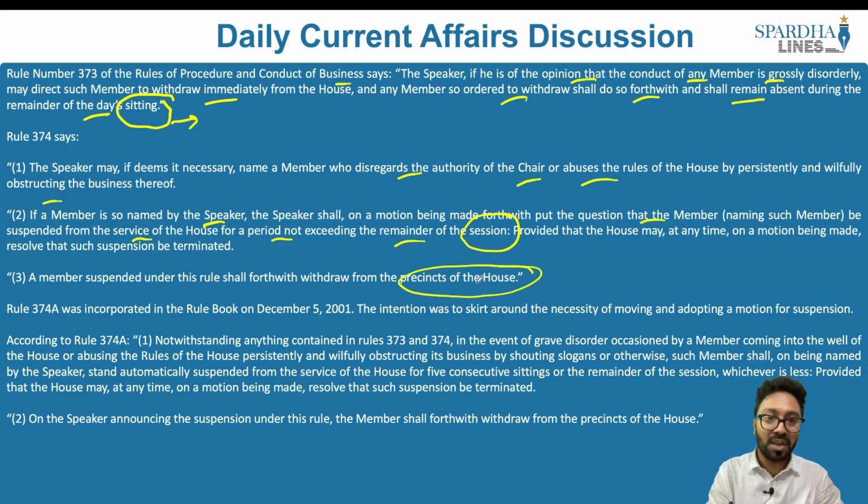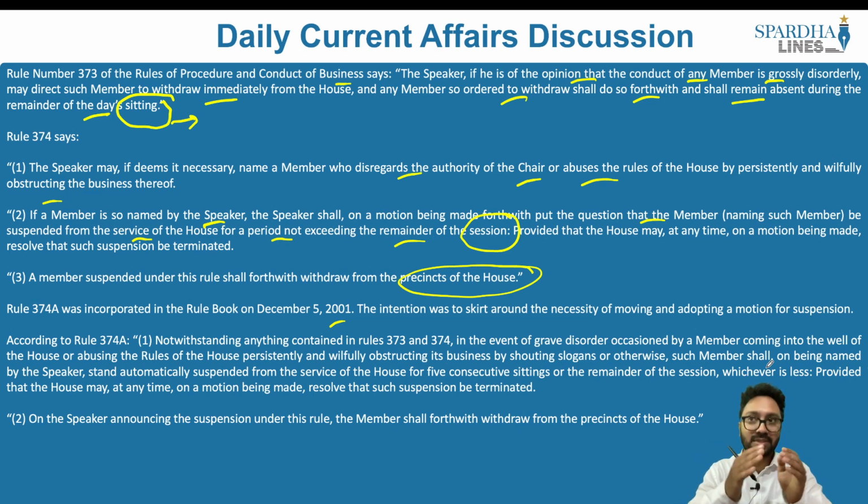Rule 374A was incorporated in 2001. According to 374A, notwithstanding anything contained in 373 and 374, in the event of grave disorder occasioned by a member coming into the well of the House or abusing the rules of the House by persistently and willfully obstructing its business by shouting slogans or otherwise, such member shall, on being named by the Speaker, stand automatically suspended from the service of the House for 5 consecutive sittings or the remainder of the session. So it can be 5 days, or it can also be the entire session as well.